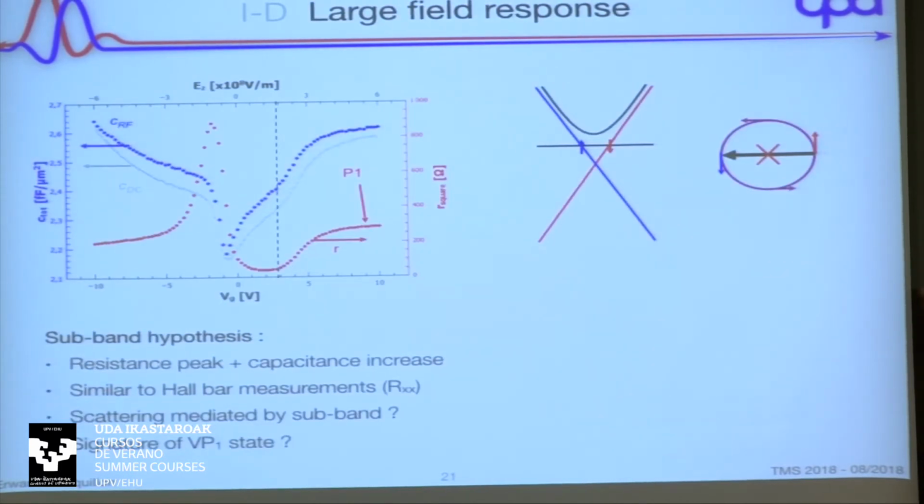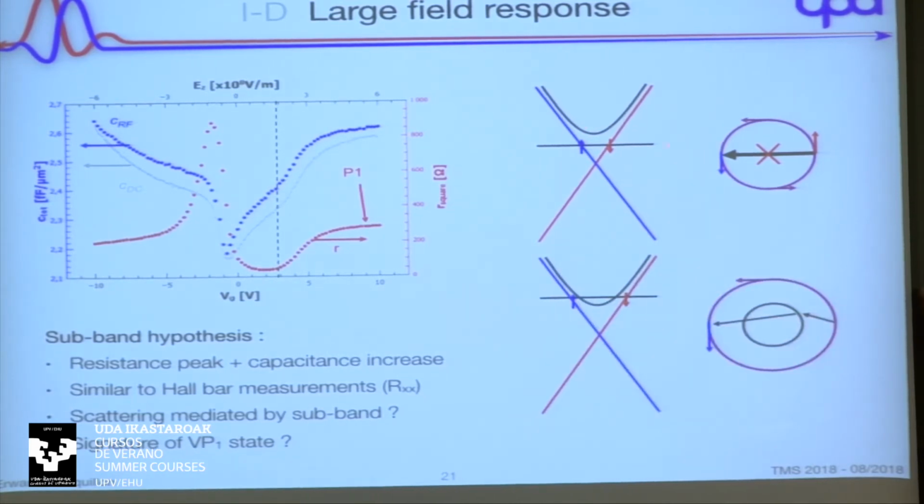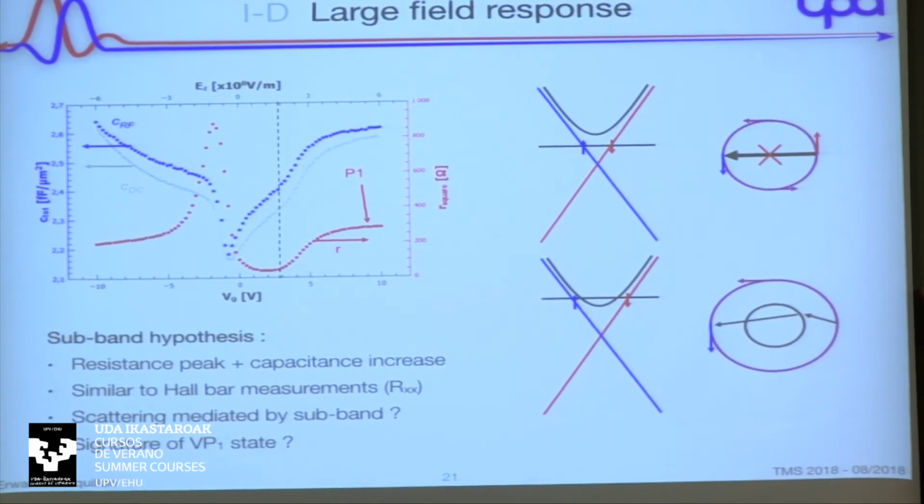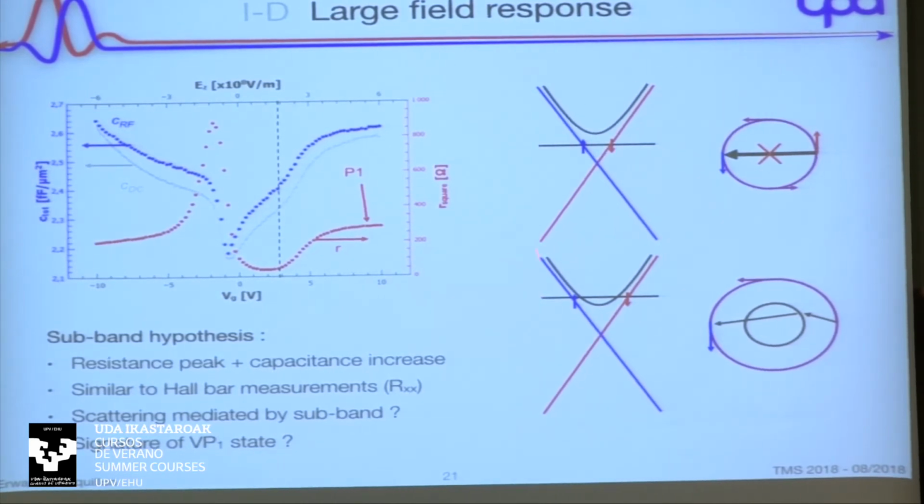And I will try to convince you now that this scattering mechanism comes from scattering through another state. So here at low energy, you cannot directly scatter. You have a high mobility because of the topological protection against backscattering. But at some point, you reach a high energy state, and this can mediate scattering from one side to the other of the surface state.